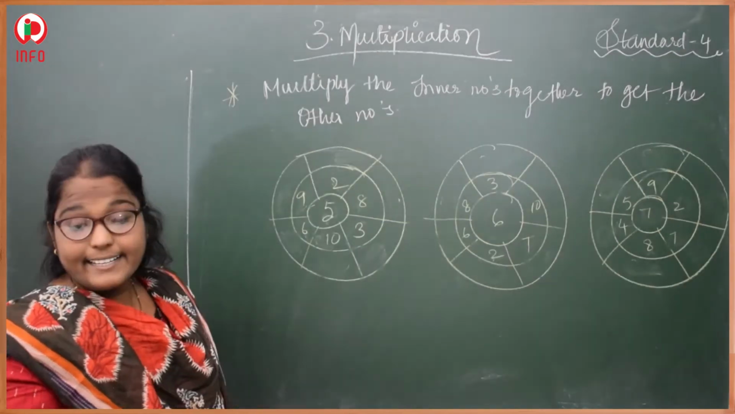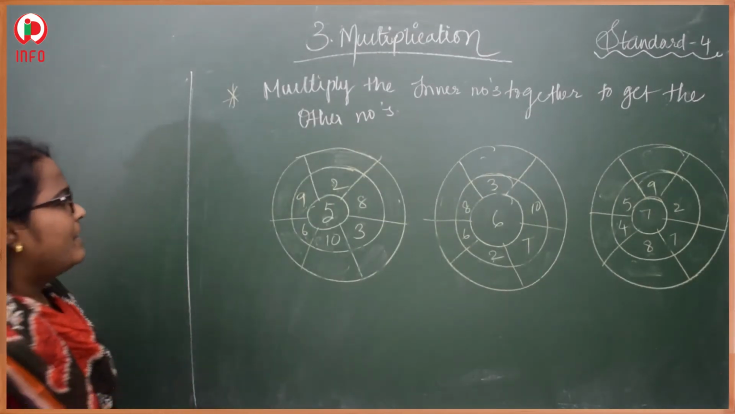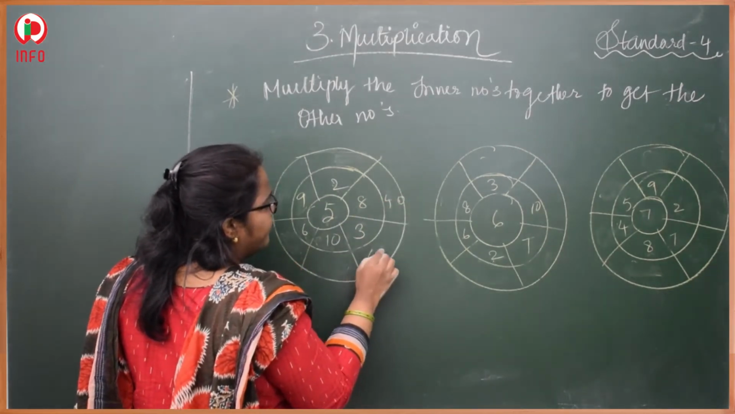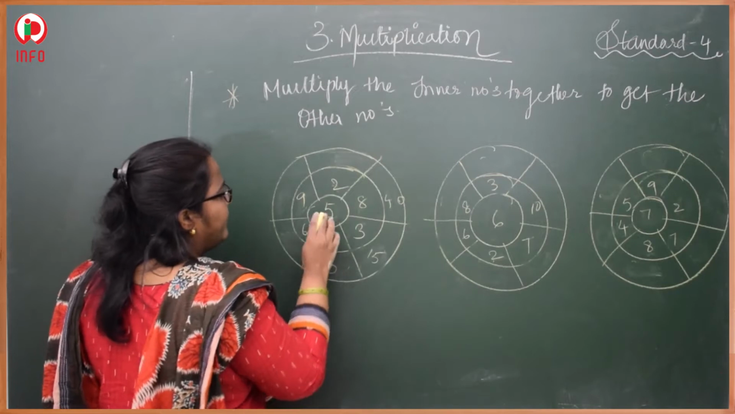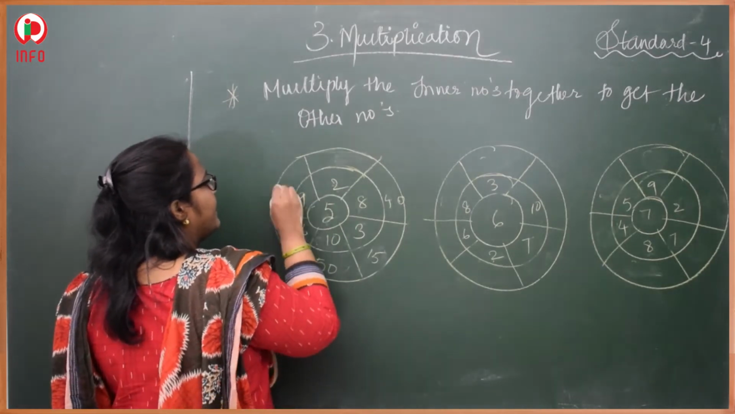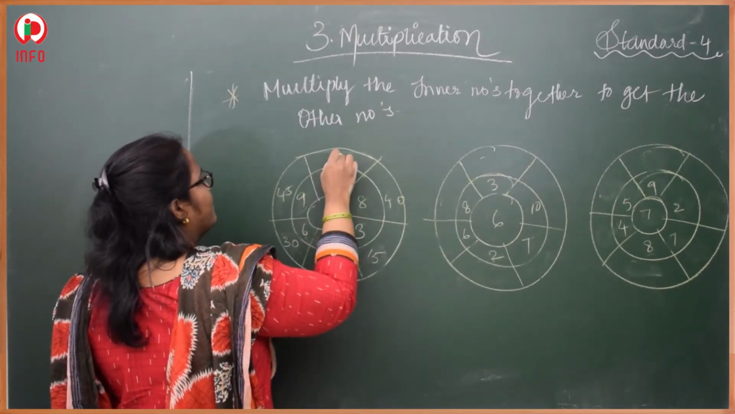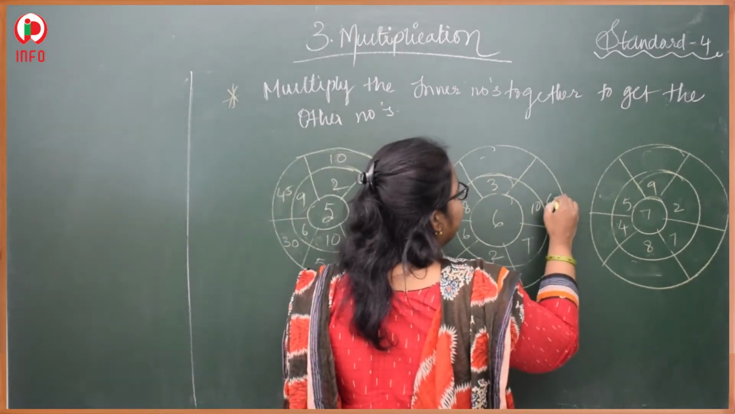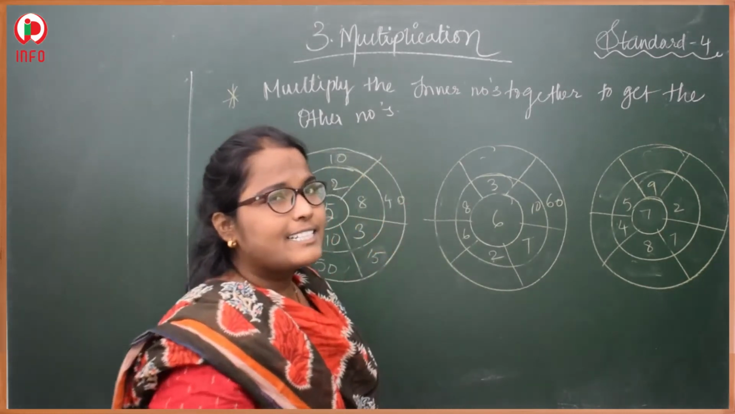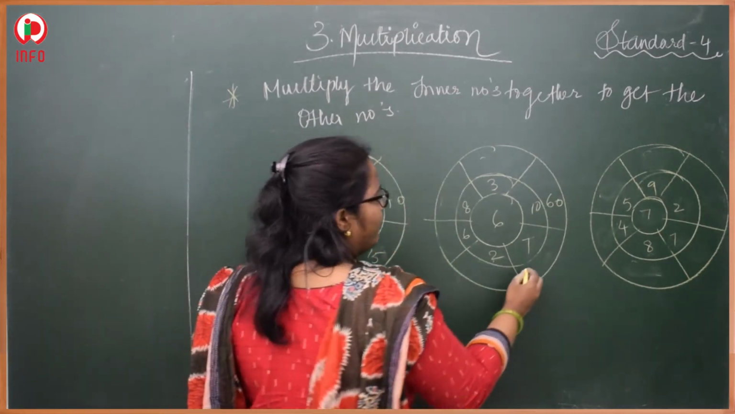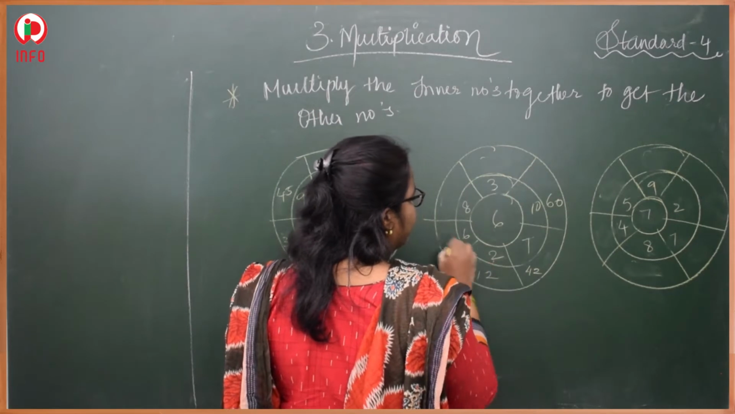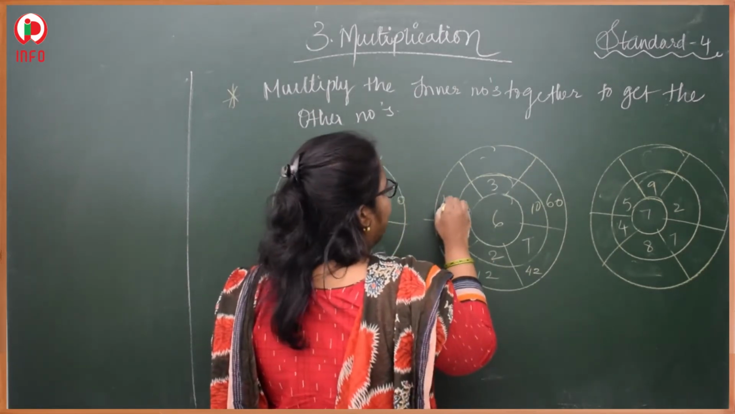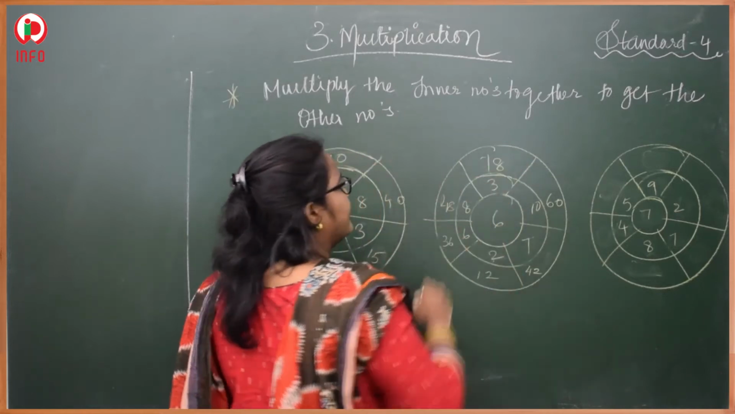tables. So the next line we have is the 5 table. 5 8s are 40. 5 10s are 50. 5 6s are 30. 5 9s are 45. 5 2s are 10. 6 10s are 60. 6 7s are 42. 6 6s are 36. 6 8s are 48. 6 3s are 18.